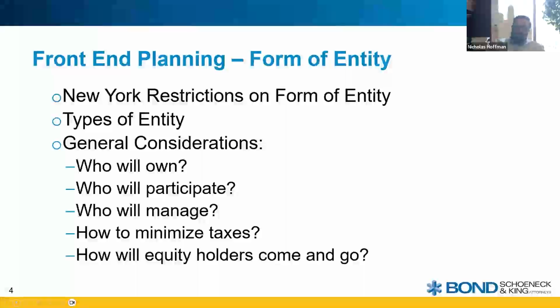And I think I already touched upon the last one, right? How will equity holders come and go, right? So if we think about trying to answer these questions in the context of the two significant choices, right? Either a professional limited liability company or a professional corporation. There are two variations with respect to the professional corporation scenario, which really give us three options in terms of choice of entity, right?